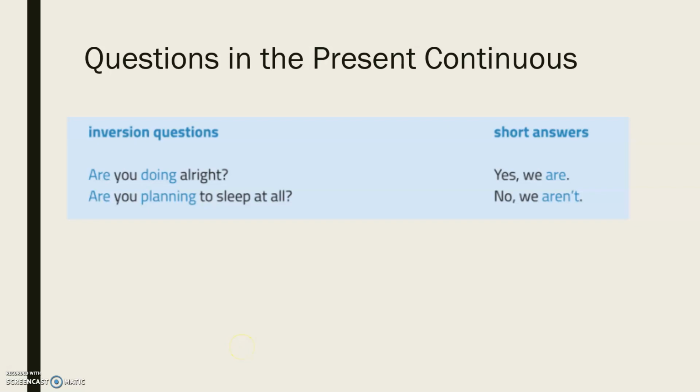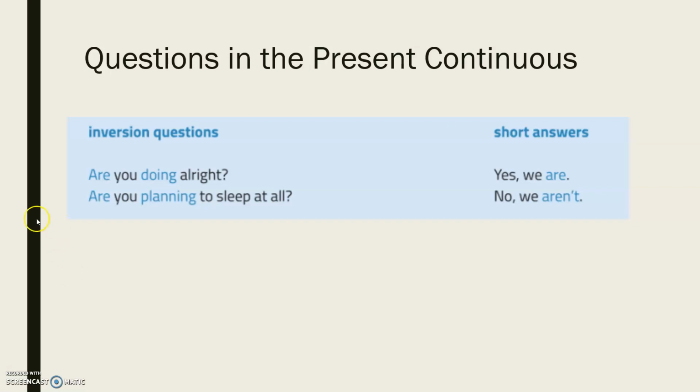Okay, so last week we already had a look at the present continuous. So you learned what the present continuous is, why you want to use it, what the difference is with the present simple, and how you make sentences with the present continuous, positive and negative. So now we're going to have a look at questions in the present continuous. So how do you make questions?